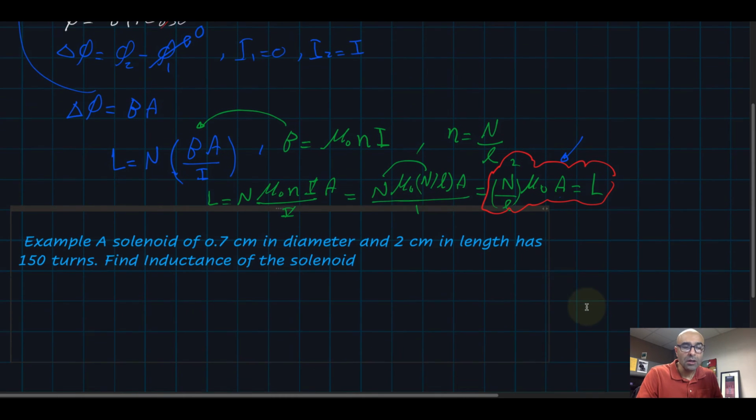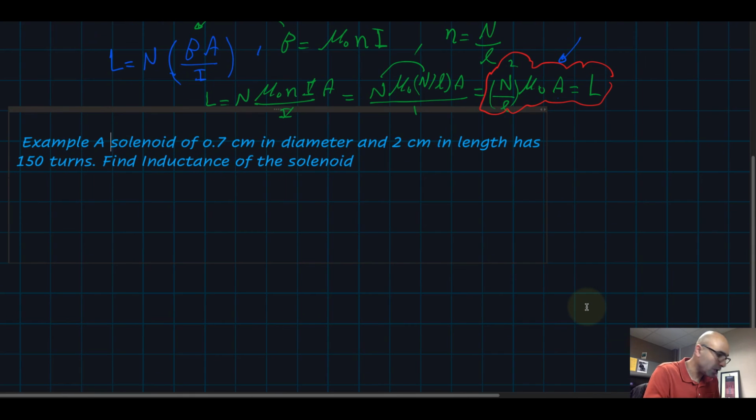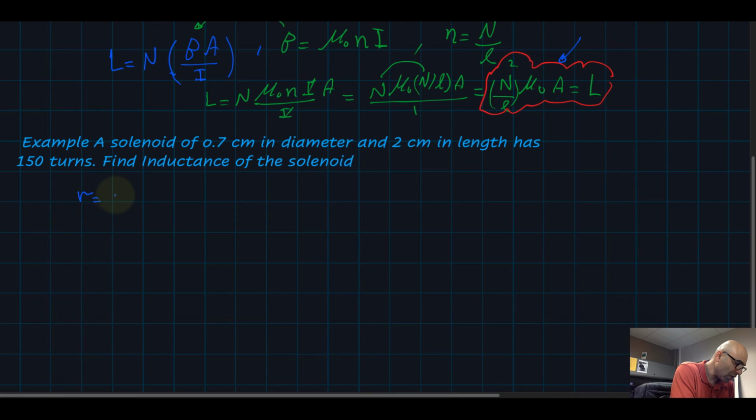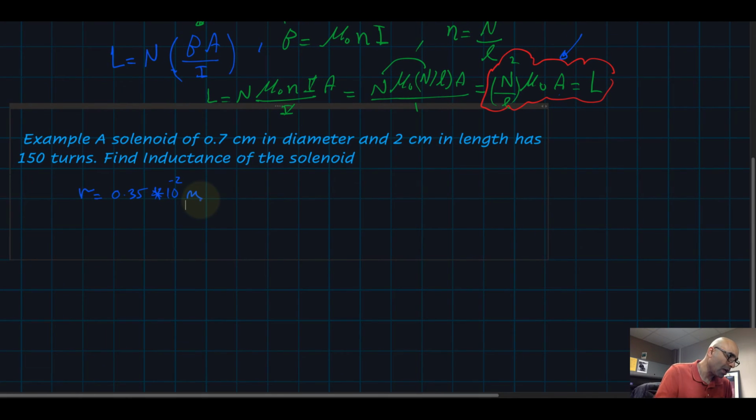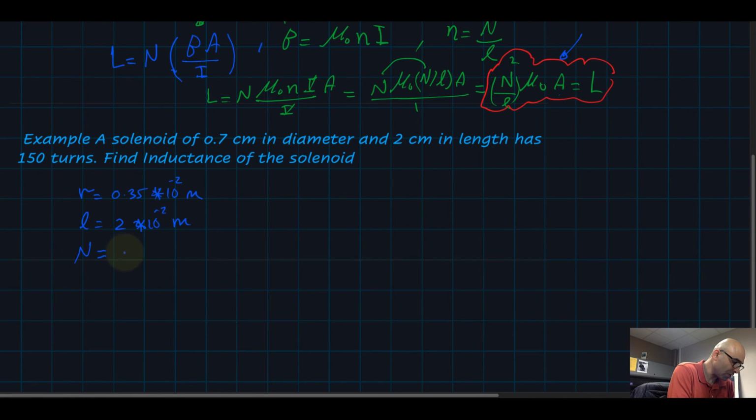All right, let's have this example. We are looking at a solenoid of 0.7 centimeters in diameter, so R is 0.35 times 10 to minus 2 meters, since we need to turn it to meters. Its length is given: 2 centimeters, or 2 times 10 to minus 2 meters. The number of loops is 150. Do we have anything else? No, we need to find the inductance. L is unknown, so this is the equation we need.